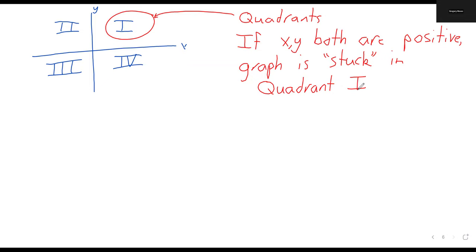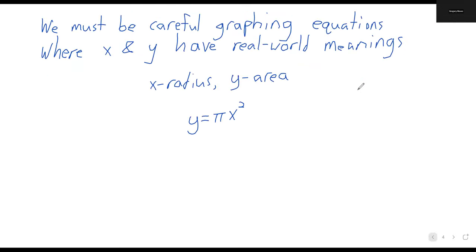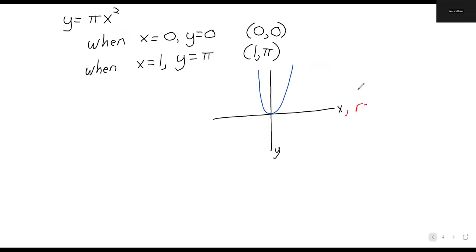But in a lot of real world situations, we'll get a graph and then we'll have to say, well, only part of this graph makes sense. Only the part of this graph in the first quadrant makes sense. That's what happened here. x is a radius. A radius has to be positive. y is an area. An area has to be positive. So only the part of this graph in the first quadrant makes any sense.